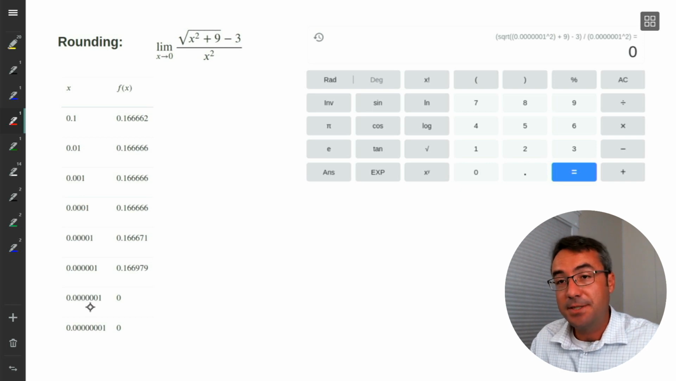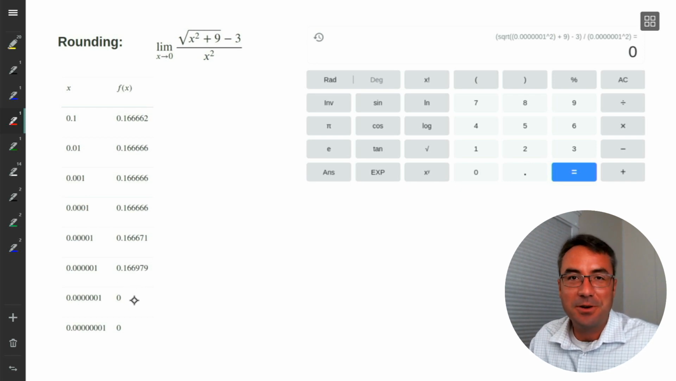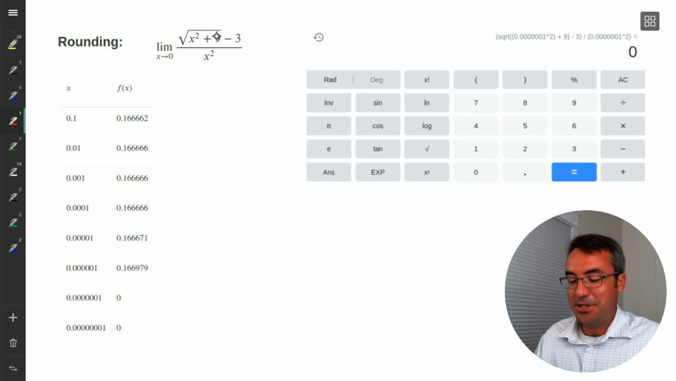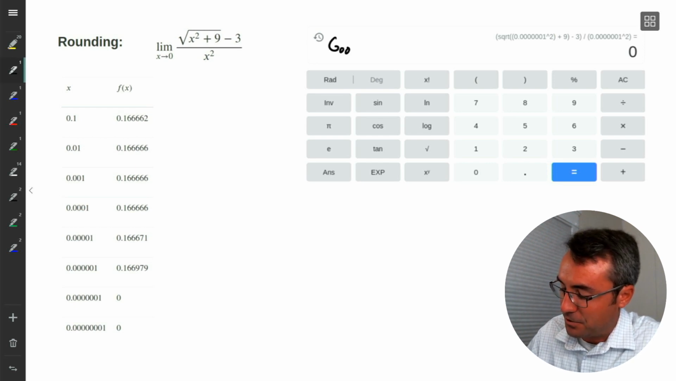And what happens is we hit a limit. If we make the decimals too small, well, then we kind of reach the capacity of the computer or the calculator to do the calculations. And so this is the function here, square root x squared plus 9 minus 3 over x squared. Here's my list of values, and I've recorded. I used Google Calculator. So this is from Google Calculator. You could try this. Open a browser and try this. Try it for yourself.